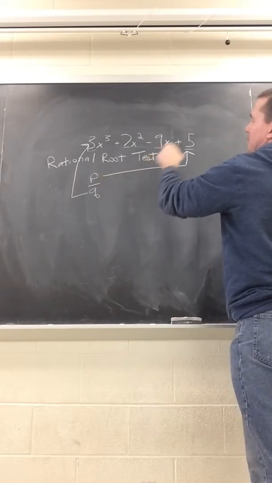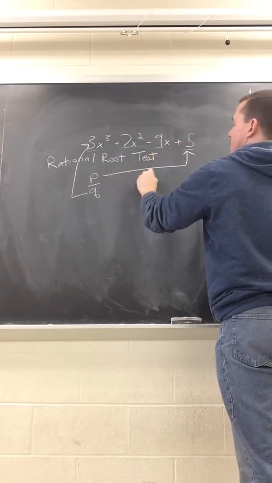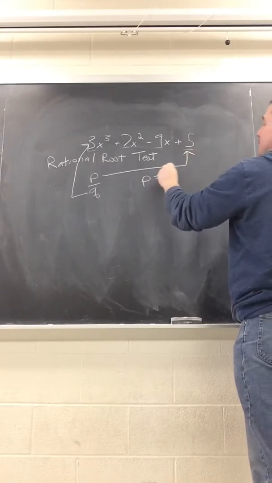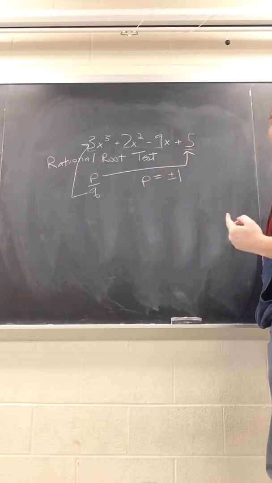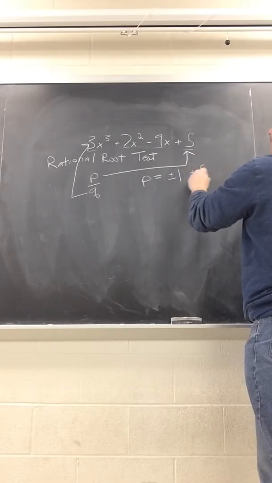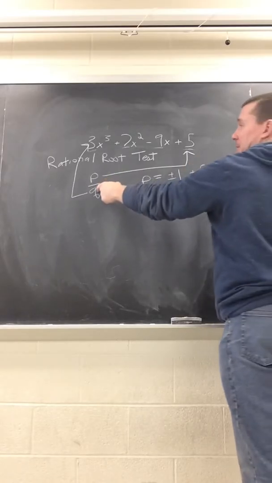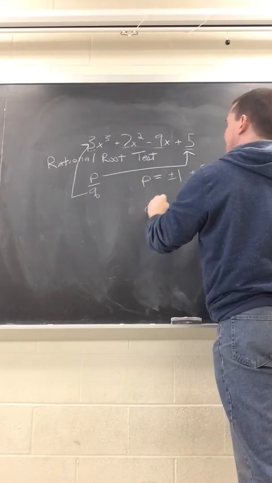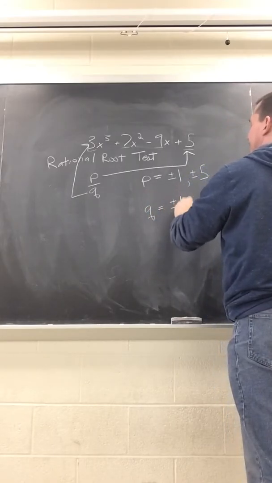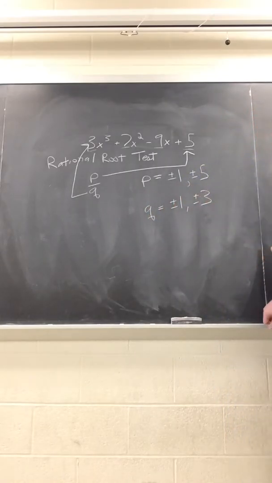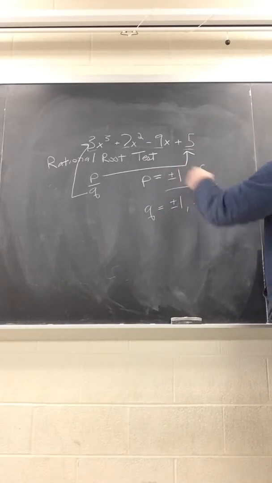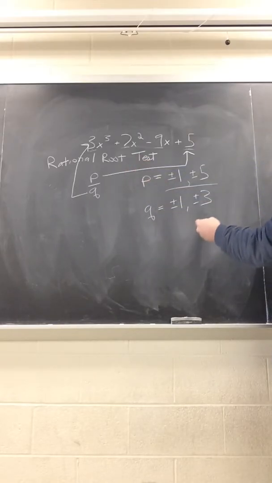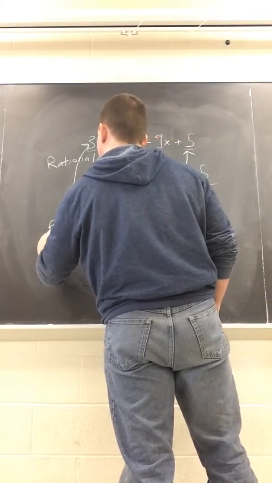So the values of p have to be factors of 5. So what are the possible values of p? Factors of 5 are plus or minus 1, make sure to account for negatives, and plus or minus 5. The factors of q, the factors of the leading coefficient, well, the factors of 3 are plus or minus 1, plus or minus 3. Now, those are not my factors, those are the possible factors once I do p over q. So now, find all possible quotients p over q.